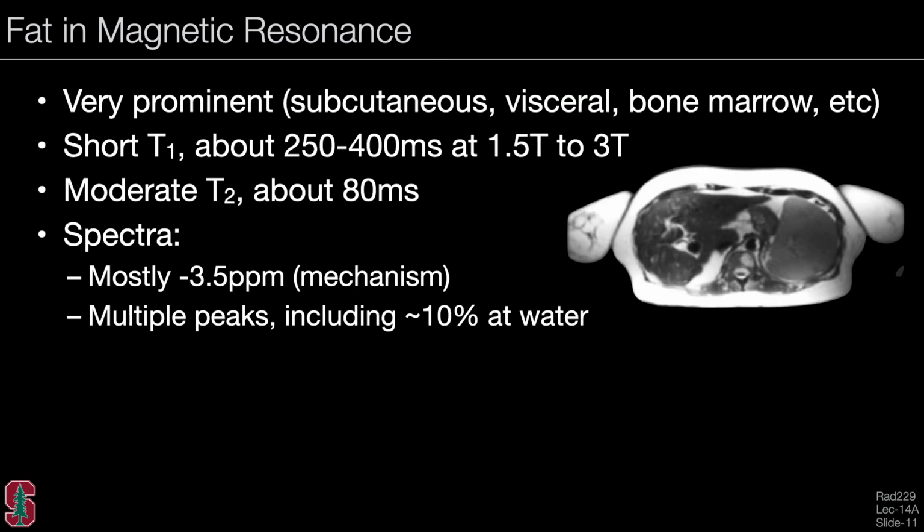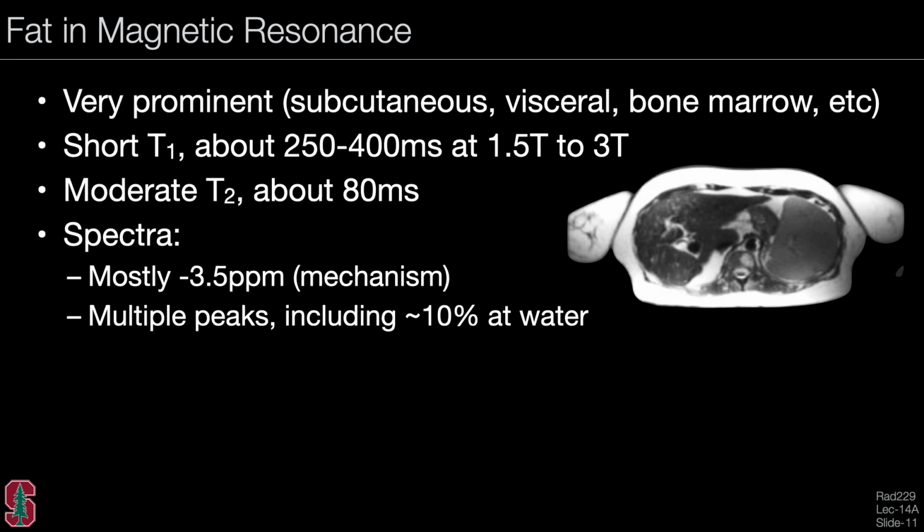So let's turn now to fat suppression techniques and look at fat in magnetic resonance. So fat is very prominent in the human body. There are numerous types of fat, as seen here. Fat has a short T1, approximately 250 to 400 milliseconds at 1.5 T to 3 T, and it has a moderately long T2, about 80 milliseconds.